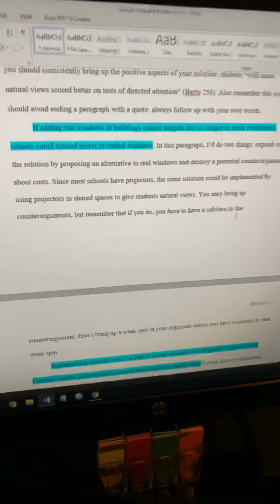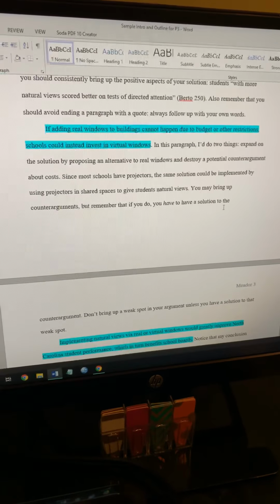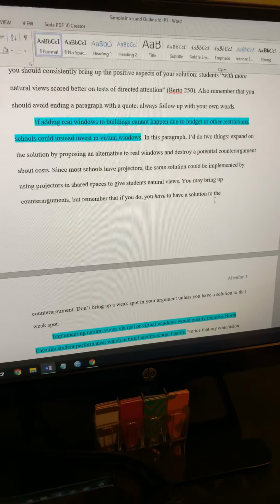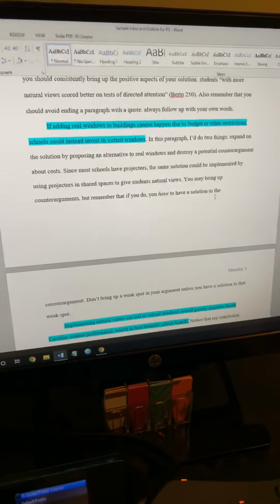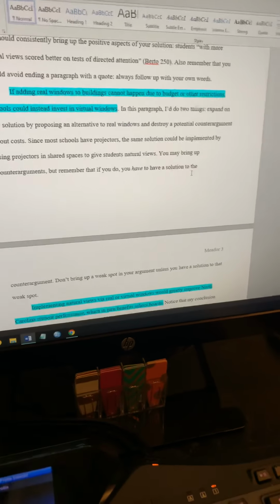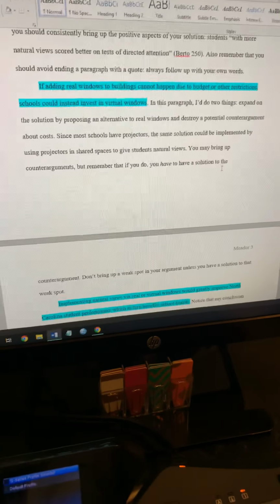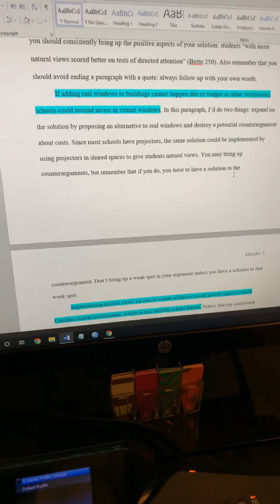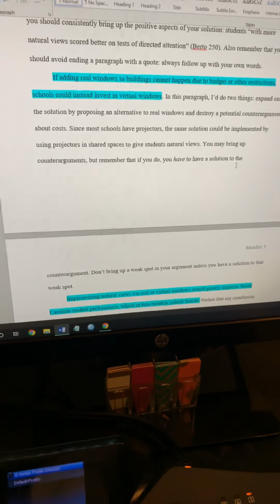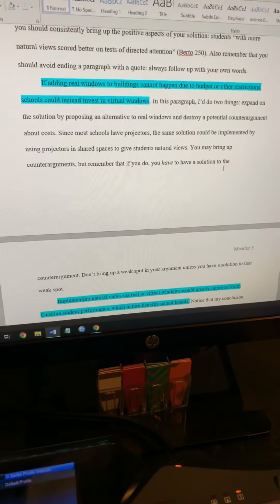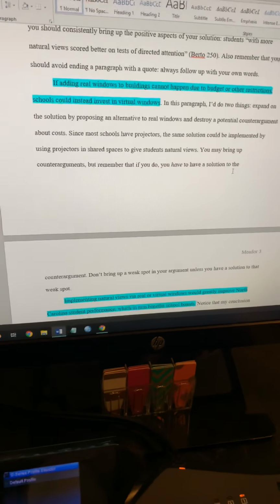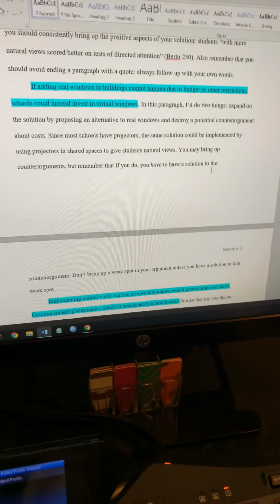And then we're moving into this one. If adding real windows to buildings cannot happen due to budget or other restrictions, schools could invest in virtual windows. So here I'm expanding on my solution. This automatically sets up the counter argument. The most common counter argument would be that there's not enough funding. Well, one solution to fix that is that pretty much every school everywhere has a projector, and you can set it up in the cafeteria and do the same exact thing, but you project that natural view rather than building a real window.